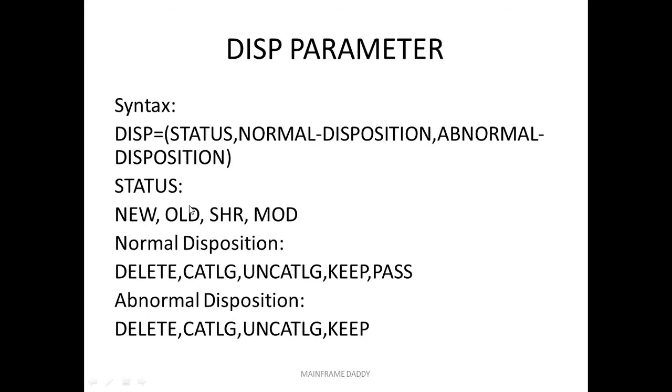If you put old in the status field, it specifies to the operating system that the data set is already existing, and we can take exclusive access of that data set. So whenever we need to do an update, or whenever we need to hold a data set without being modified by the other users, we will go for this old status. So it will give exclusive access to that data set.